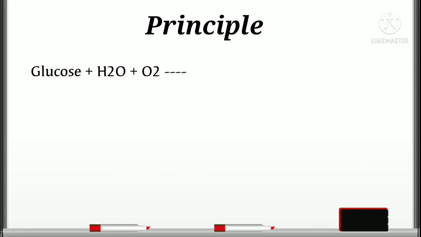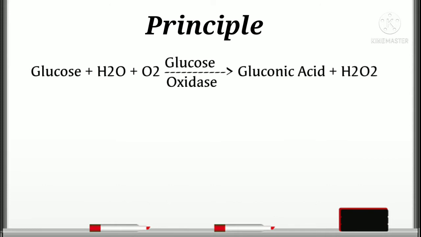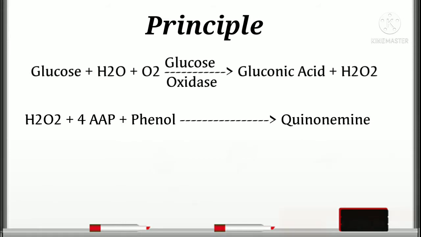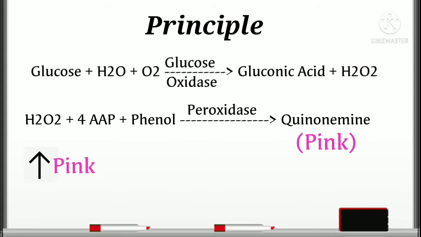Glucose is oxidized into gluconic acid and hydrogen peroxide in the presence of glucose oxidase. The formed H2O2 then reacts with 4-amino antipyrine and phenol to form quinonimine with the help of peroxidase enzyme. The quinonimine is a pink colored compound. The intensity of the color is directly proportional to the concentration of glucose in the sample. The more color indicates more concentration of glucose, the less color indicates less concentration of glucose.